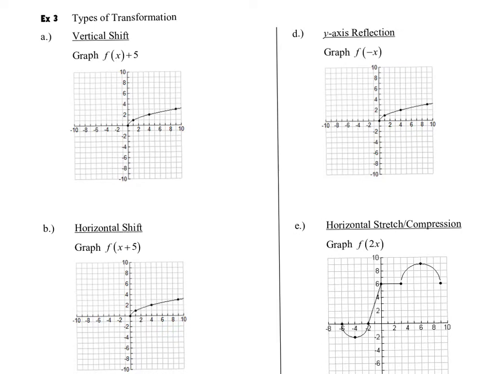On this first one, I'm going to write out a quick little T-chart here for us of the points that I've graphed already for you so that you can understand a little bit better how this transformation is working. So I have the points 0, 0, I have the point 1, 1, I have the point 4, 2, and I have the point 9, 3.